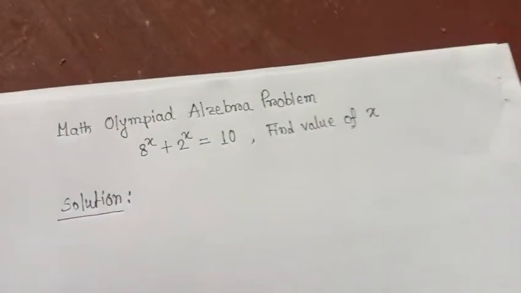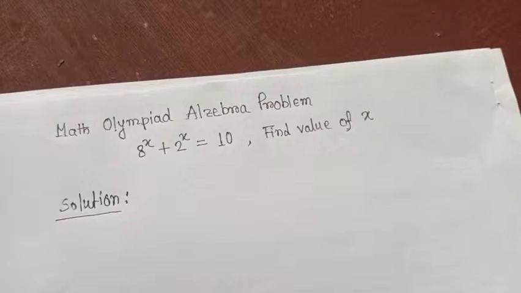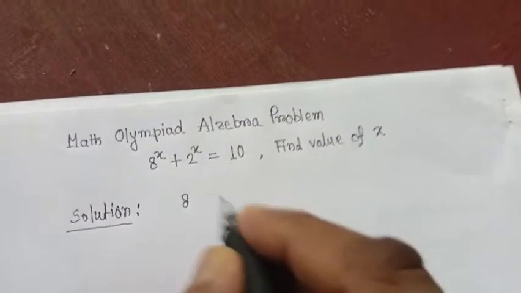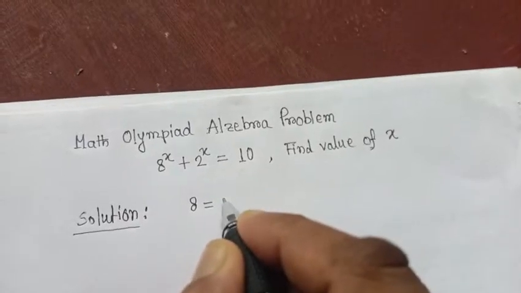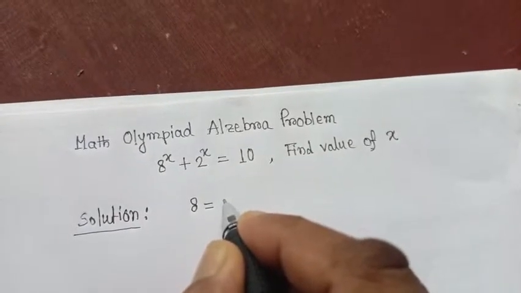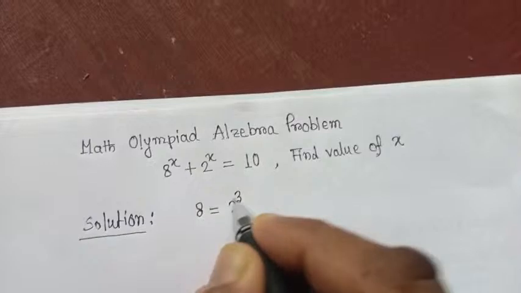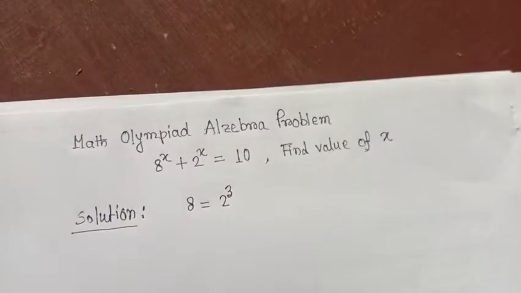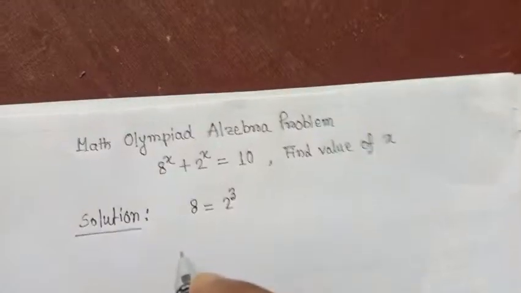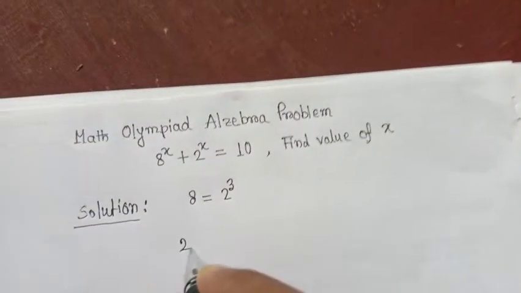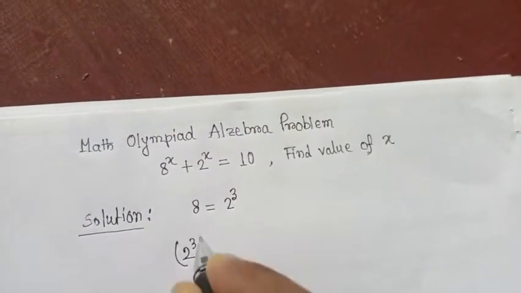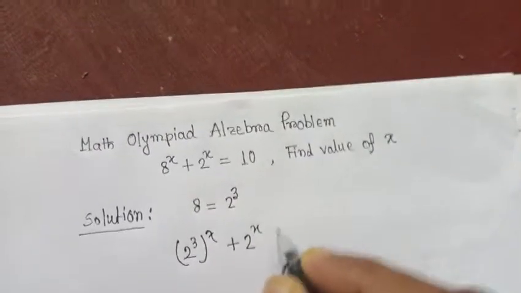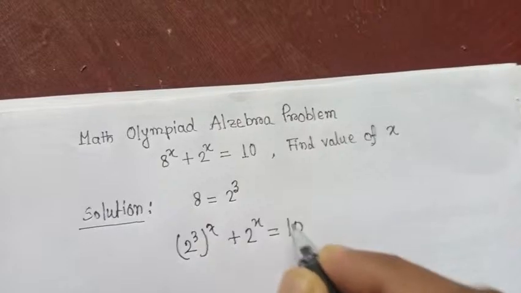So for this, first we express 8 as the cube of 2, that is 2 to the power 3. Now the expression becomes 2 to the power 3 to the power x plus 2 to the power x is equal to 10.